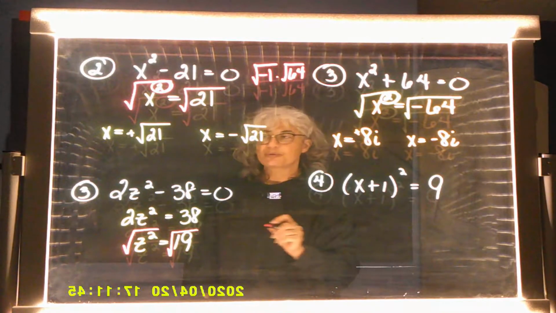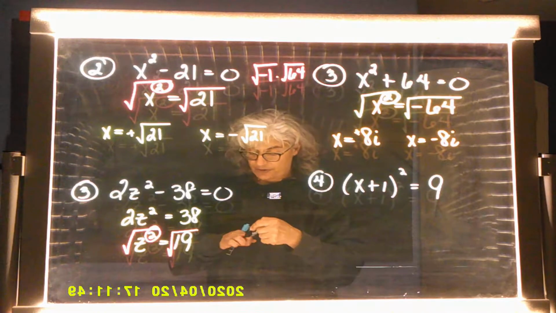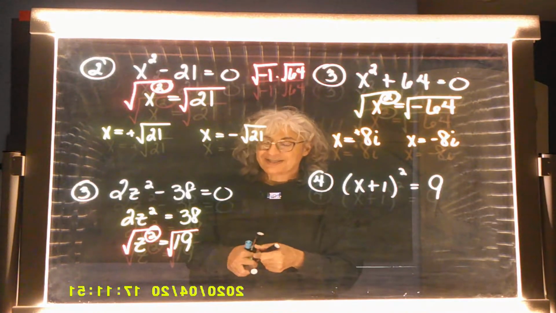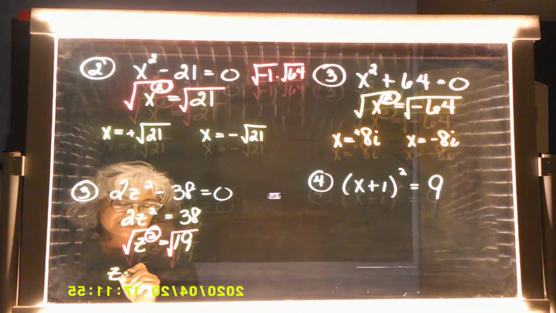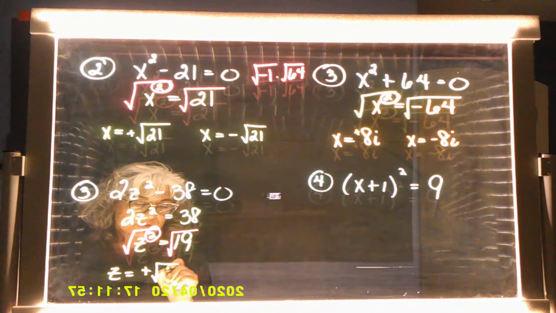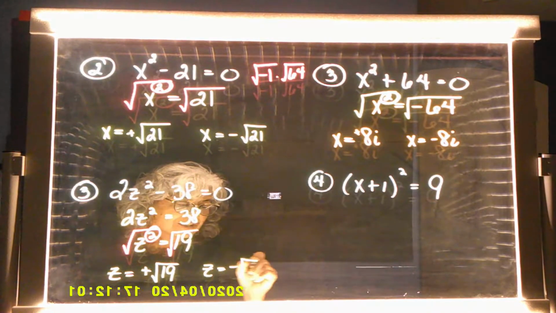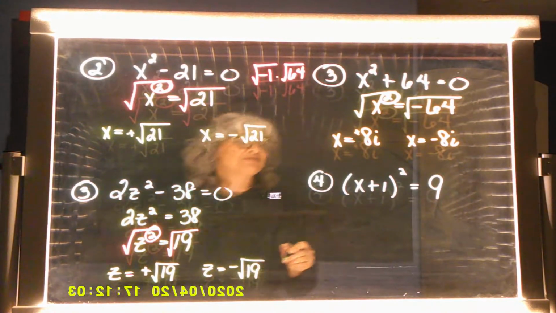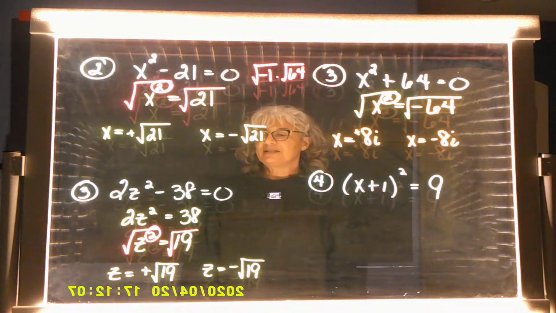Now remember, you're supposed to get how many answers? 2. So, 19, not a perfect square, which means I end up with z equaling the positive square root of 19 and z equaling the, good, negative square root of 19. Does this make sense? All right.